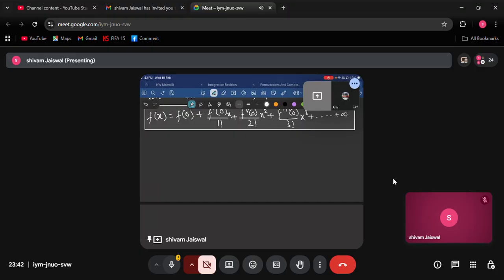Next. So let us do some expansion. For example, let f of x be equal to e to the power x. I'll expand f of x equal to e to the power x. Okay, everyone, let us start. We need to expand using Maclaurin series.